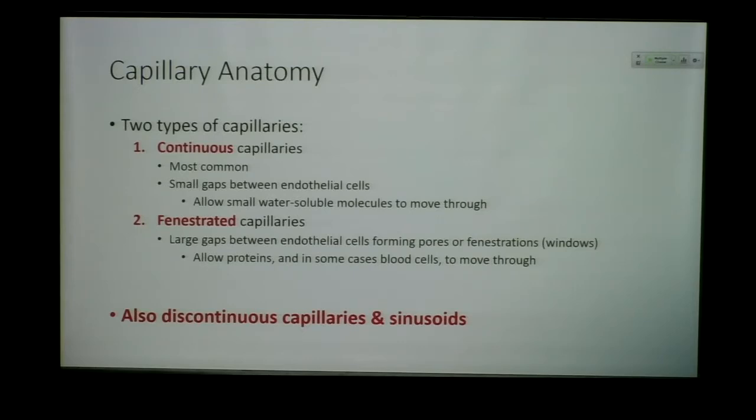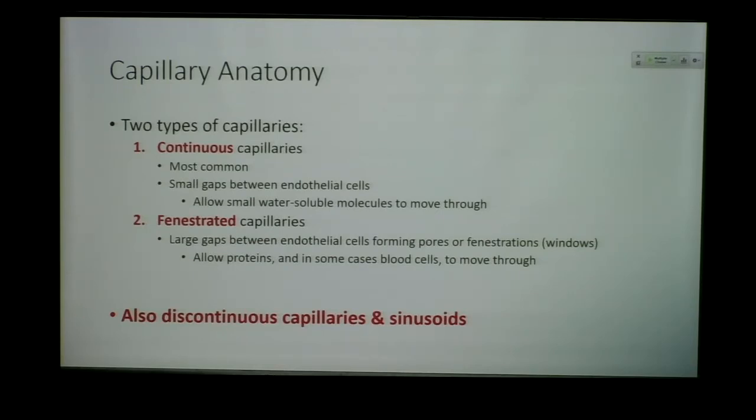There are also fenestrated capillaries, which have slightly larger gaps in between the endothelial cells. And this forms fenestrations or pores or windows. This allows slightly bigger molecules to fit through. So we have proteins fitting through. In some cases, we can even have cells moving through, okay?